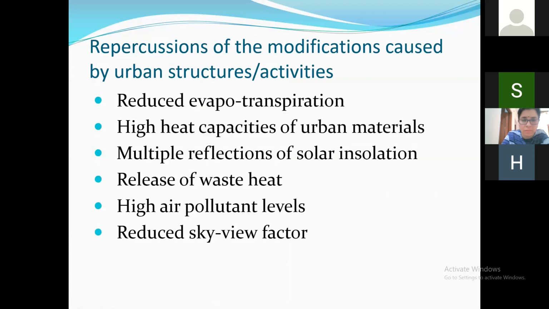Now, what are the repercussions of these modifications in the urban structures? As I told you, there is reduced evapotranspiration in the urban areas. Then you have high heat capacities of the urban materials. You have multiple reflections of incoming solar radiation, insolation, because of the complex geometry of the urban buildings. So there may be multiple reflections.